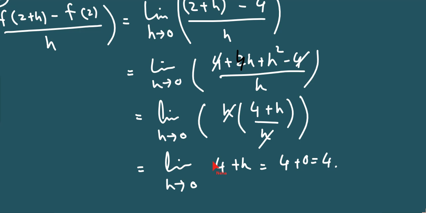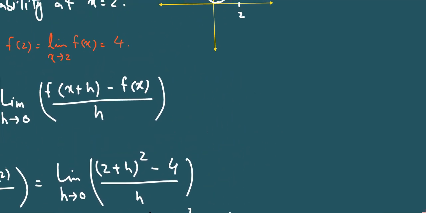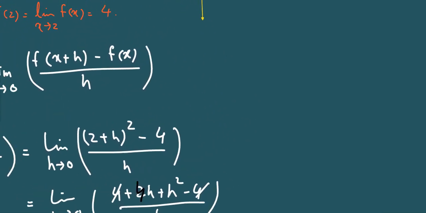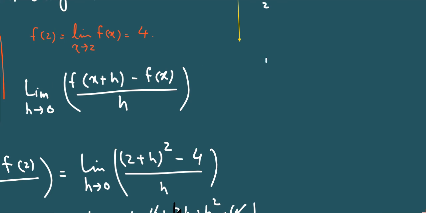Now we have to check it from the right side. So again, I will take the same term, but now if h is positive, that means 2 plus h is greater than 2, right? So I will take the x values on the right side of 2.